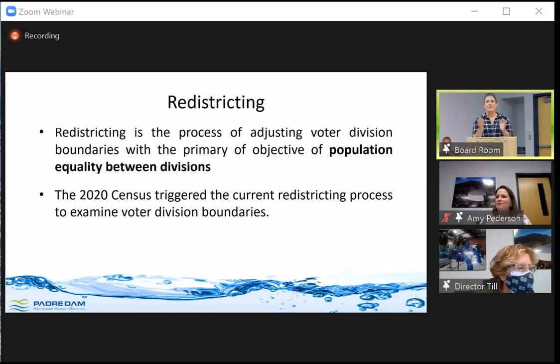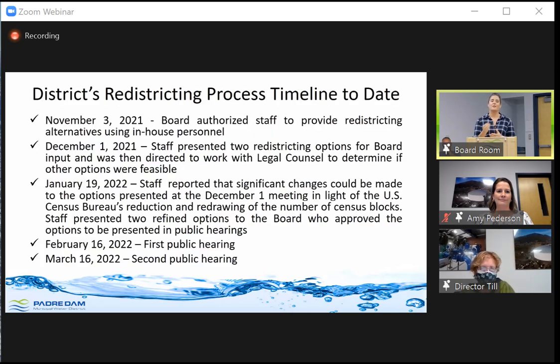All right. Redistricting. Redistricting is the process of adjusting our voter division boundaries with the primary objective of population equality between our divisions. And our 2021 redistricting was triggered by the 2020 census. Next slide, please. When the 2020 census data was released, that got our redistricting process going here at Padre Dam.